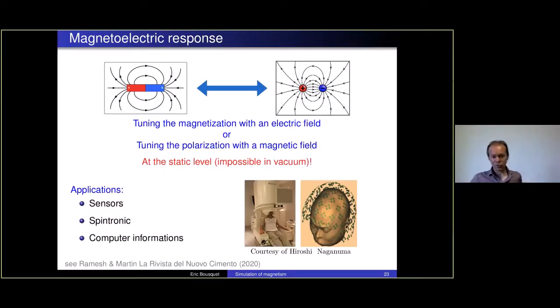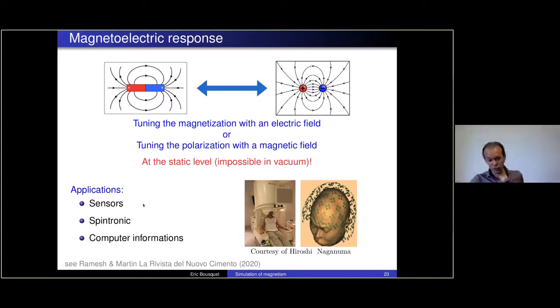What is the magnetoelectric response? Basically, it is a crystal where you can tune the magnetization with an electric field or tune the polarization with a magnetic field. So it's a cross response. And it's a really interesting crystal response, because you can have many applications, mostly for spintronics and computer memories, because if you can write a magnetic memory using an electric potential, it's going to cost much less energy than if you have to write it magnetically, directly with electric currents.